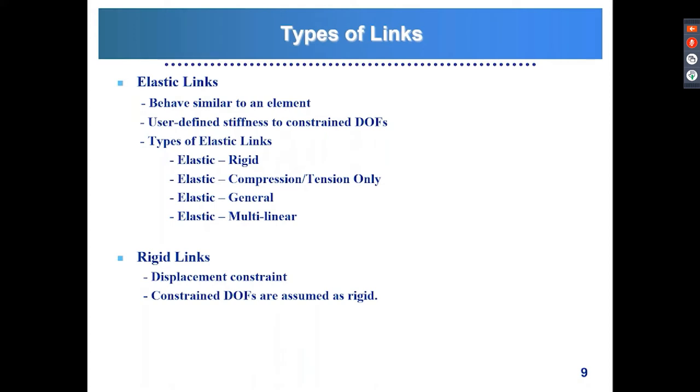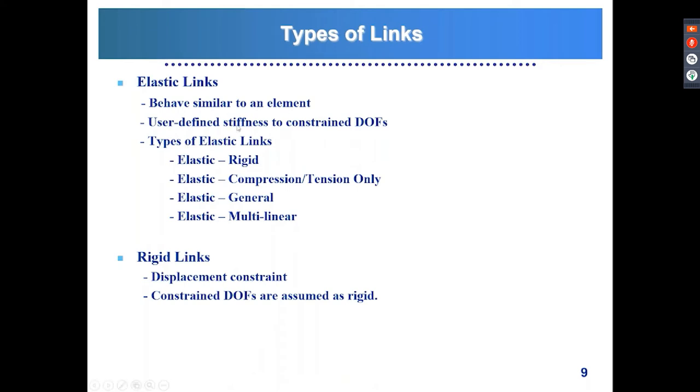Essentially, there are two main types of links. You have elastic links and you have rigid links. Briefly, elastic links behave similar to an element in the sense that they have a stiffness in the different degrees of freedom. Rigid links, on the other hand, it's either you have the degree of freedom released or you have it rigid. So the rigid links are more of a displacement constraint, whereas with the elastic links, you have a stiffness that the user has to define for that link. And I'll get a little bit deeper into the differences between the two a little bit later.